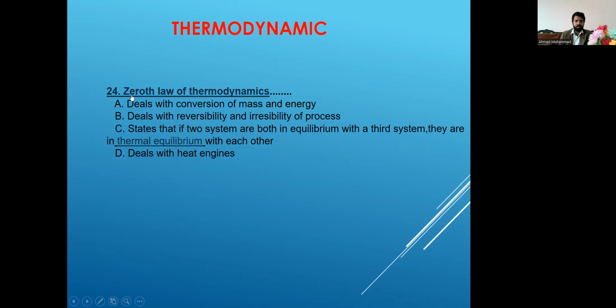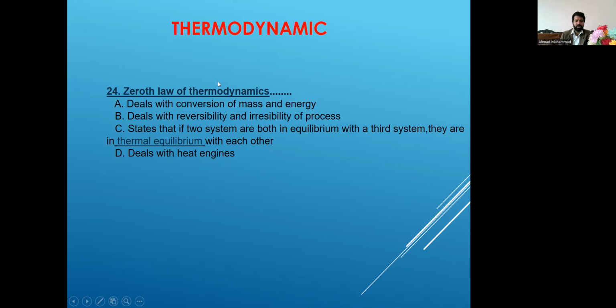For question 24, the zeroth law of thermodynamics states that it deals with the conversion of mass and energy, deals with the reversibility and irreversibility of the process. Option C states that if two systems are both in equilibrium with a third, then they are in thermal equilibrium with each other. And the option deals with the heat engine.